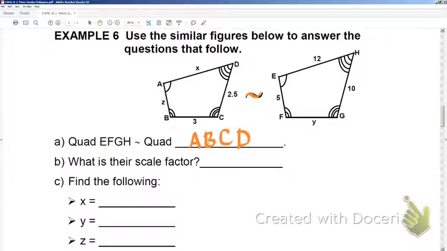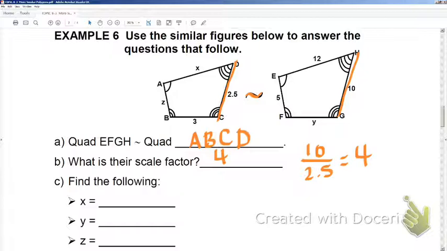The scale factor, it doesn't tell me what order to put it in, so I'm just going to pick an order. I'll do HG over DC. So my scale factor, 10 over 2.5, which if I reduce that, would be 4. So my scale factor is 4. That means the first quadrilateral EFGH is 4 times as large as ABCD. Now obviously it's not drawn to scale, but they give us side lengths.